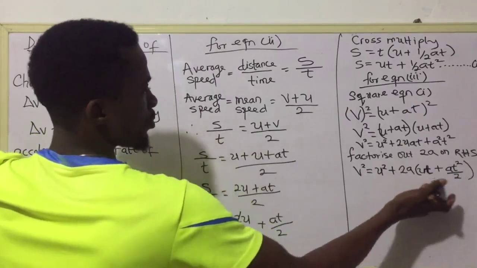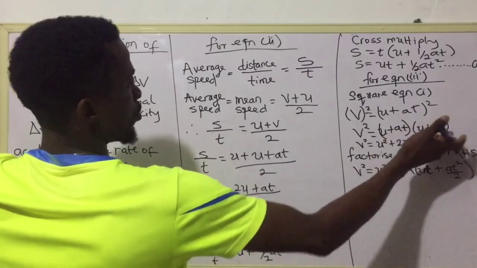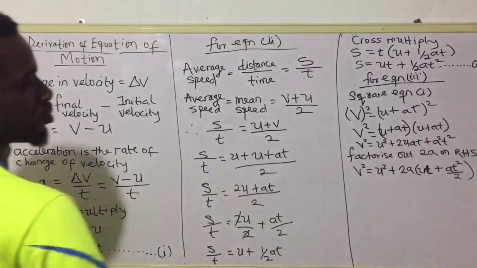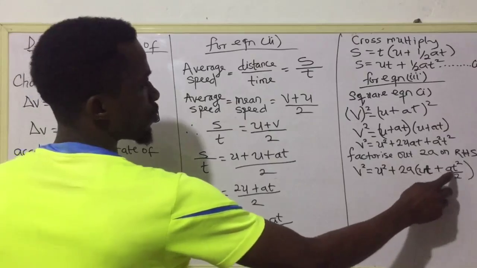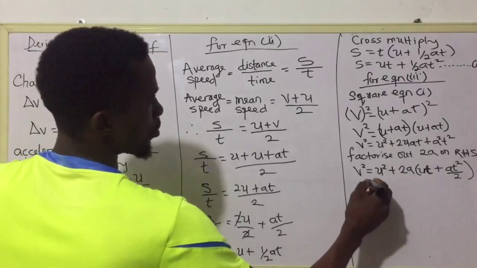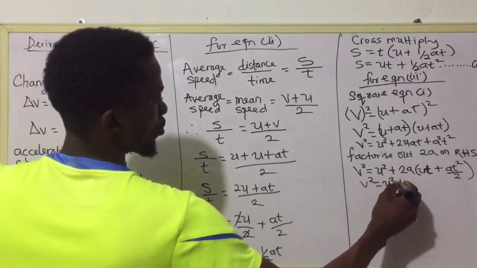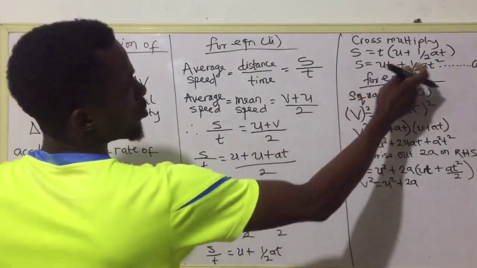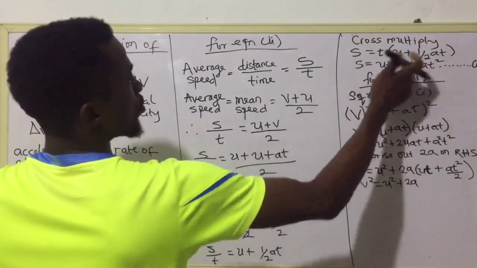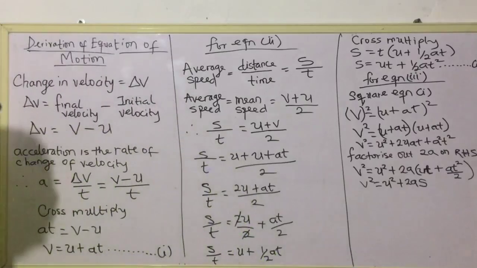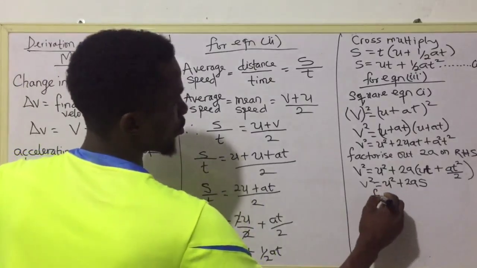Now if I expand this, I'm going to get back 2uat plus a squared t squared. But if you look at what is in the bracket critically, you would see that this bracket is the same thing as equation 2. ut plus at squared over 2, or half at squared, is the same thing as equation 2. So after writing my 2a, instead of putting the bracket, I can go to equation 2 and just write everything there as s, because s is equal to ut plus half at squared. So that's my equation 3.